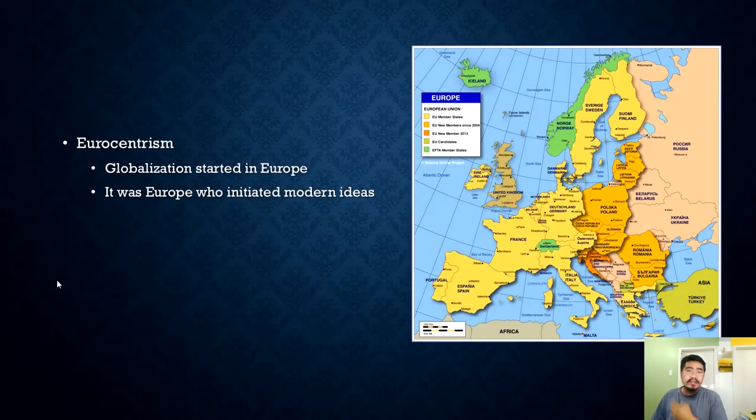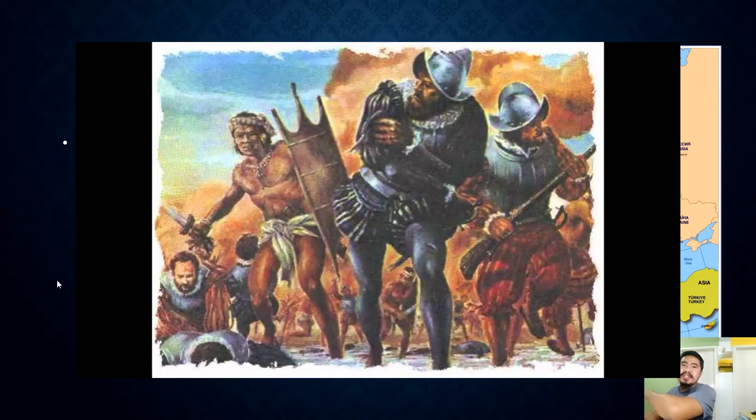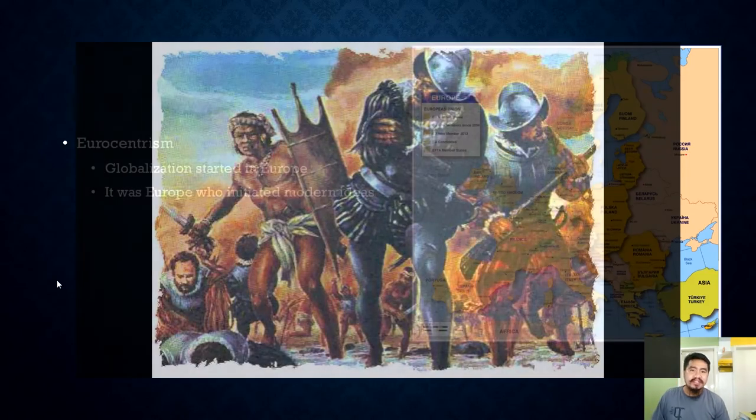Eurocentrism is also a type of centrism. Now, this more likely focuses on the origins of globalization. What does this mean? That globalization simply started or originated in Europe. So for instance, imperialism, colonialism, the Spaniards conquering us, that is a notion of Eurocentrism.